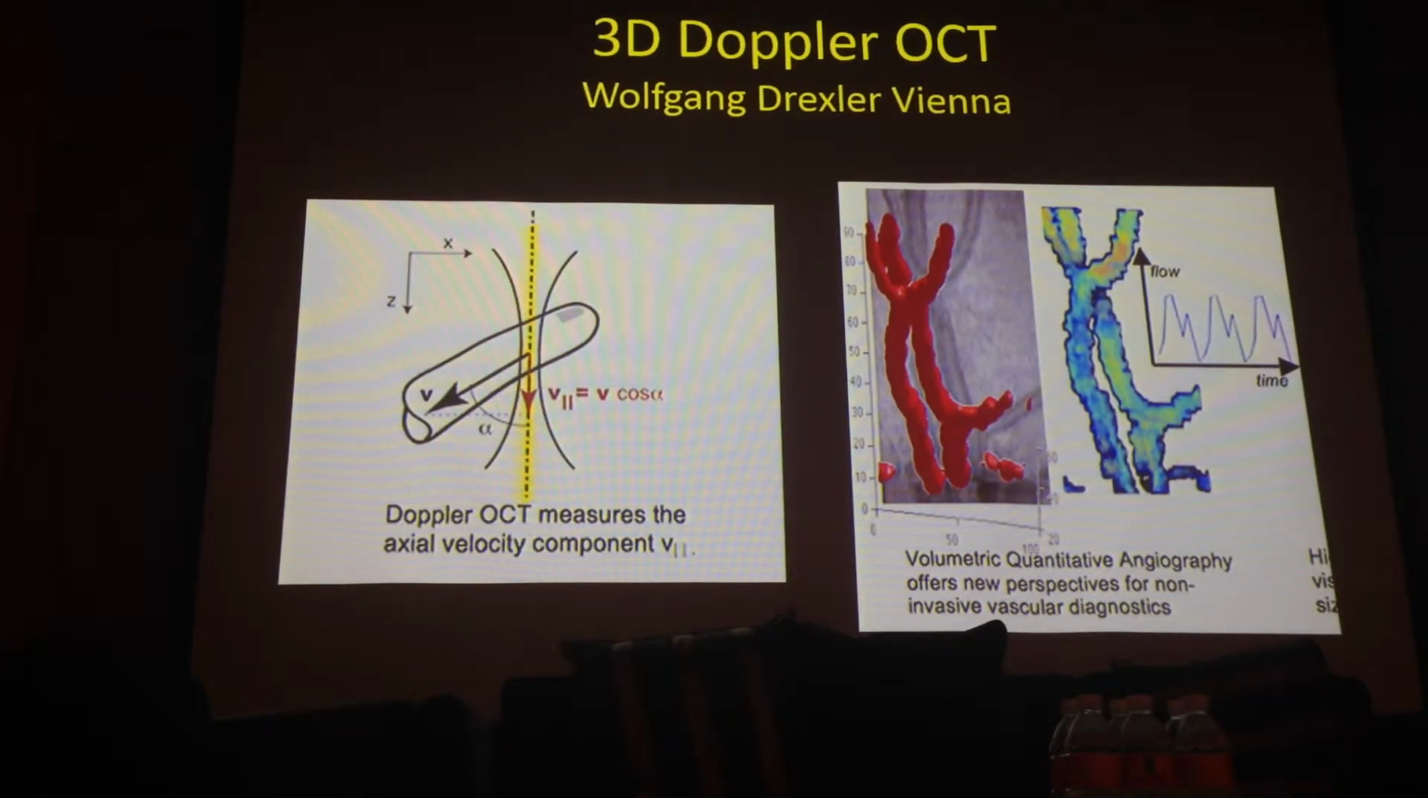Another very advanced system is proposed by Wolfgang Drexler, which uses a 3D Doppler. And you can see how we can reconstruct, even if these vessels are very small. We have published one work showing this kind of Doppler resolution, and probably in the near future, when we have OCT angiography coupled with OCT Doppler, we will have information on the flow inside the vessels.